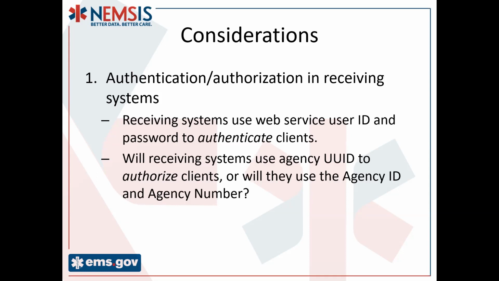And keep in mind that the UUID could change if the agency changes software. But we also know that the agency ID and agency number could change if the state makes a change to their licensing setup. So state level systems, have you given this some thought, how you would authorize clients, whether you would rely on the UUID for the agency or rely on the agency ID and agency number? What are your thoughts on this?